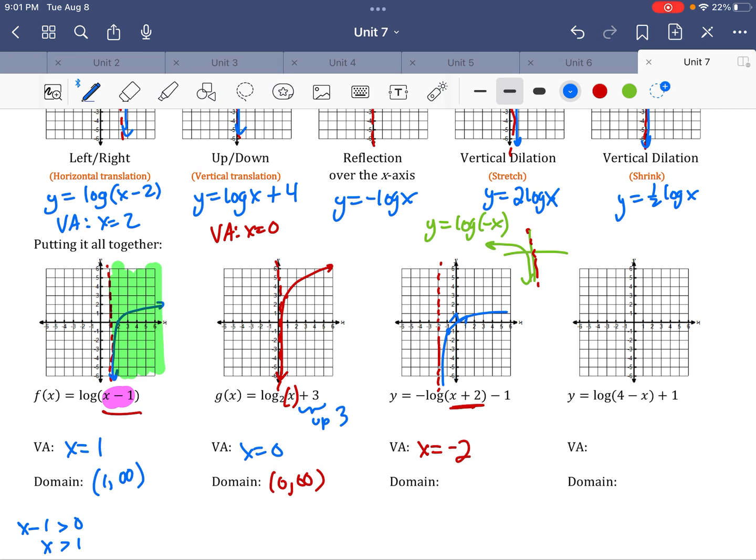So normally my graph is going to be coming up like this, but now it's going to be coming down here. All right, so I'm going to erase that. I just had to imagine how that went. Okay, so left 2, down 1 there. And there we go. Okay, this next one here. So, oh, my domain is everything to the right of -2.